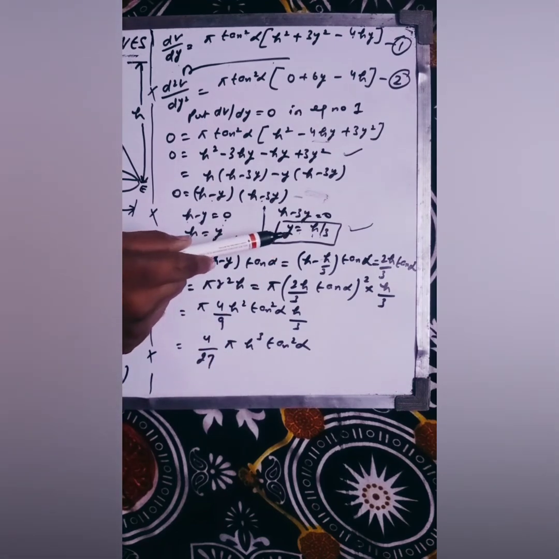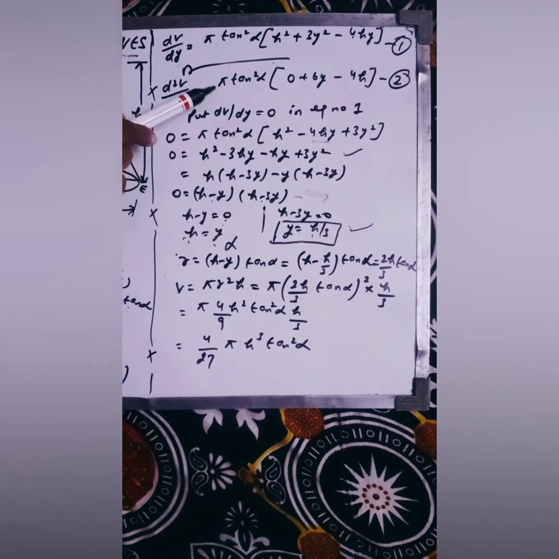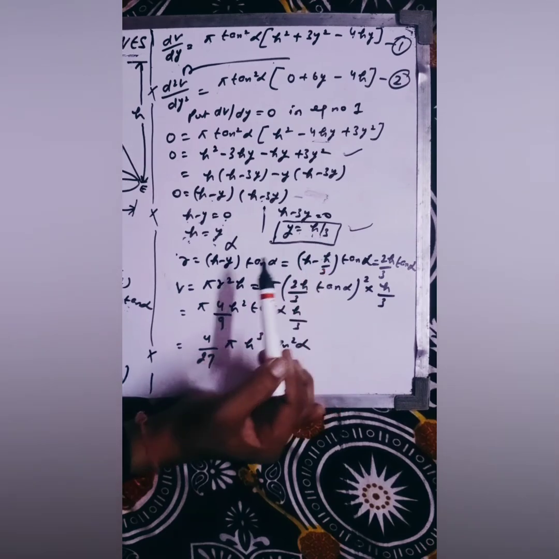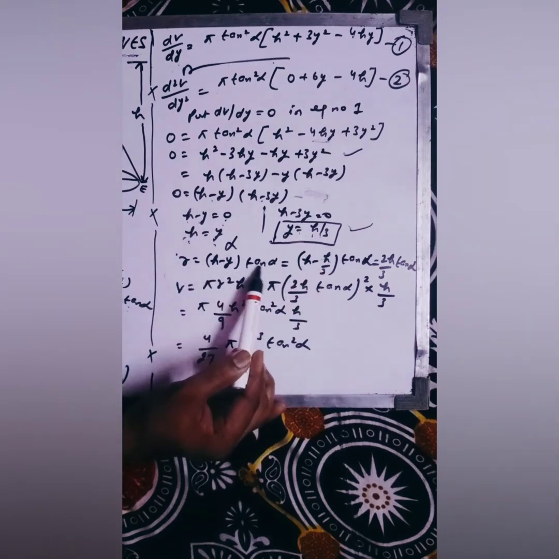Now you have to put this value in equation number 2, and when you put this value in equation number 2, you will get a negative value. So it is maximum. I'm not showing it here, but you have to show it. And this is what you have to prove: the height of the cylinder is equal to 1/3 of the height of the cone.